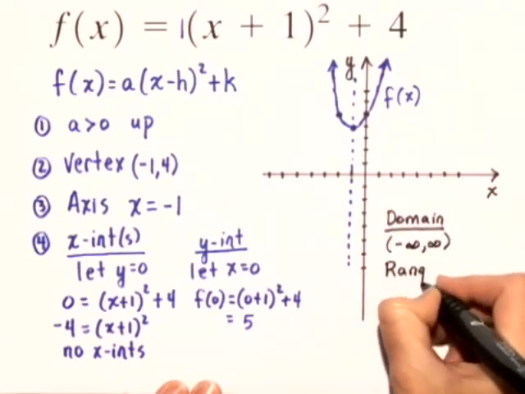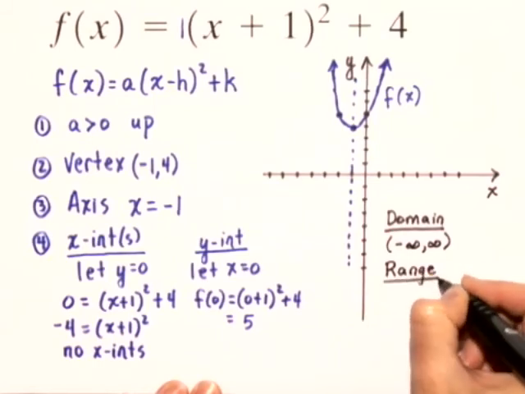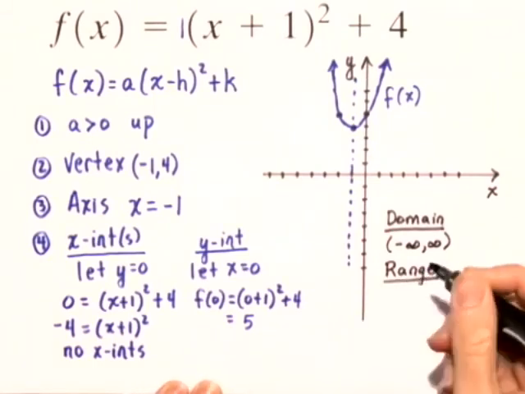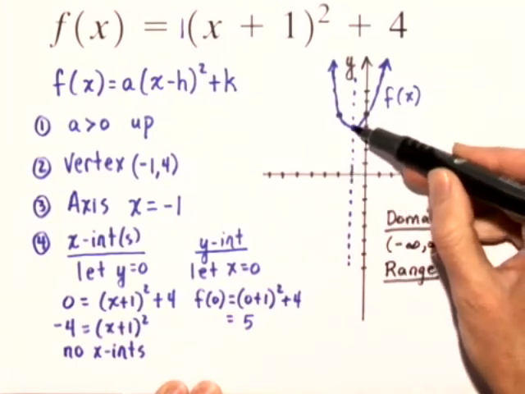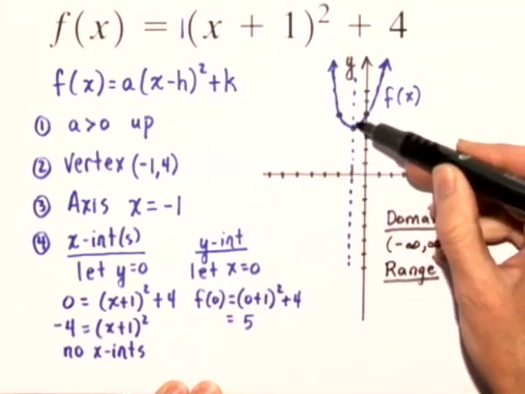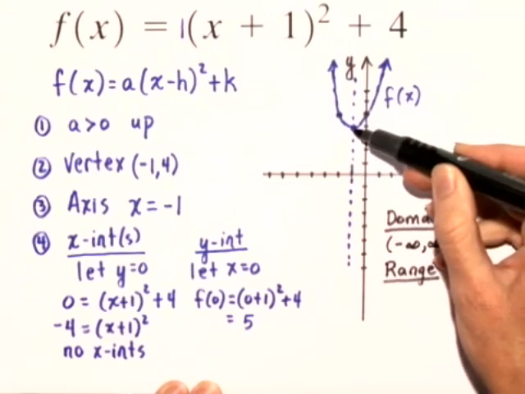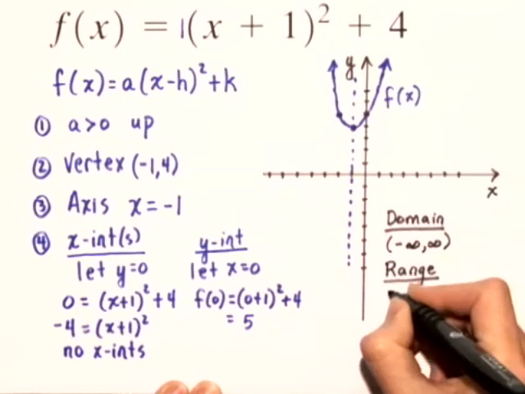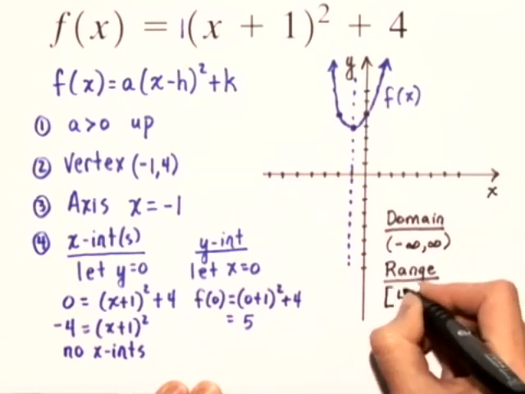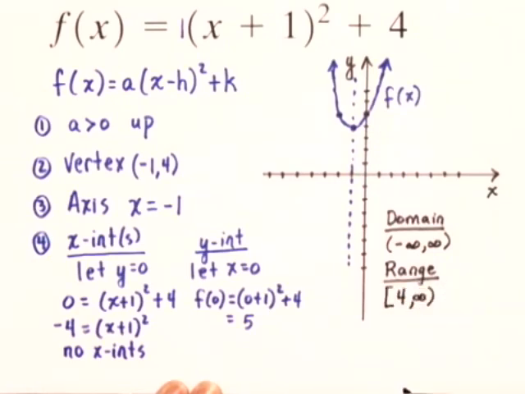And the range of our function f is any value that y can be. In this case, it's a quadratic function with a minimum value here, and it opens up, so the lowest value that y can be is 4, or y can be any value greater than 4. So the range is from 4 to positive infinity.